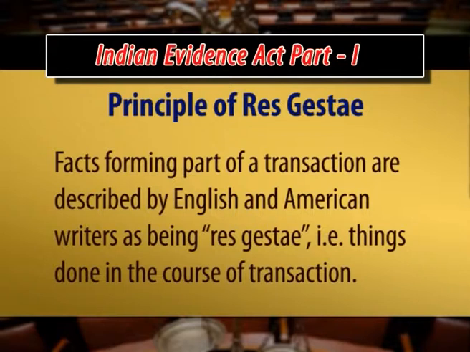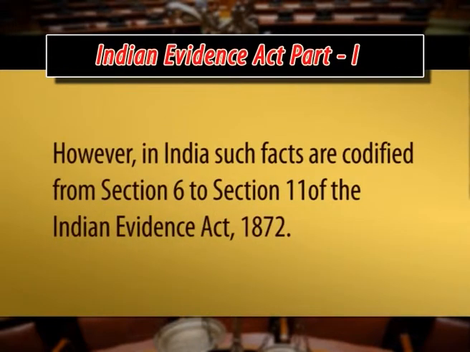Principle of res gestae. Facts forming part of a transaction are described by English and American writers as being res gestae, that is, things done in the course of a transaction. However, in India, such facts are codified from section 6 to section 11 of the Indian Evidence Act 1872. According to section 6, all facts which are connected with the facts in issue due to proximity of time, proximity of place, continuity of action, continuity of purposes, whether they happen at the same time and place or at a different time and different place, are said to be part of the same transaction.